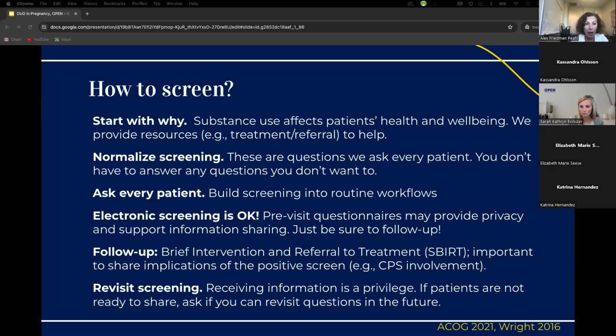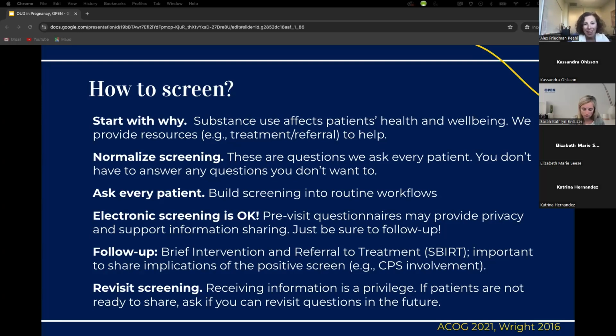Electronic screening is all right. If you have a way to push questionnaires to patients in advance of the visit, this can be a great way to get information in a private environment where patients aren't asked to disclose information in front of a partner or in front of a support person who comes with them to their visits.